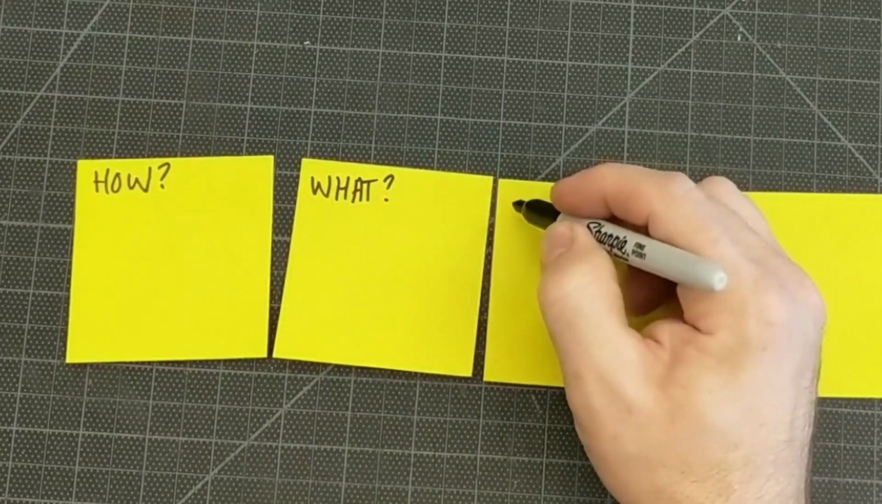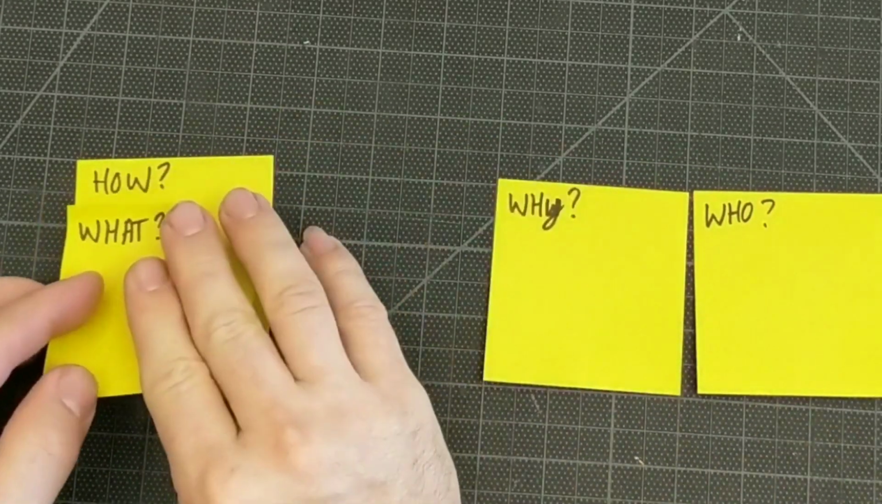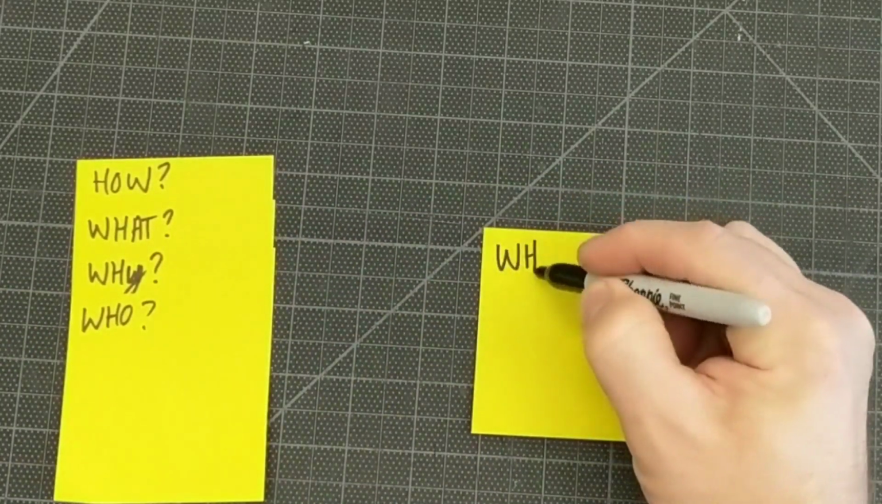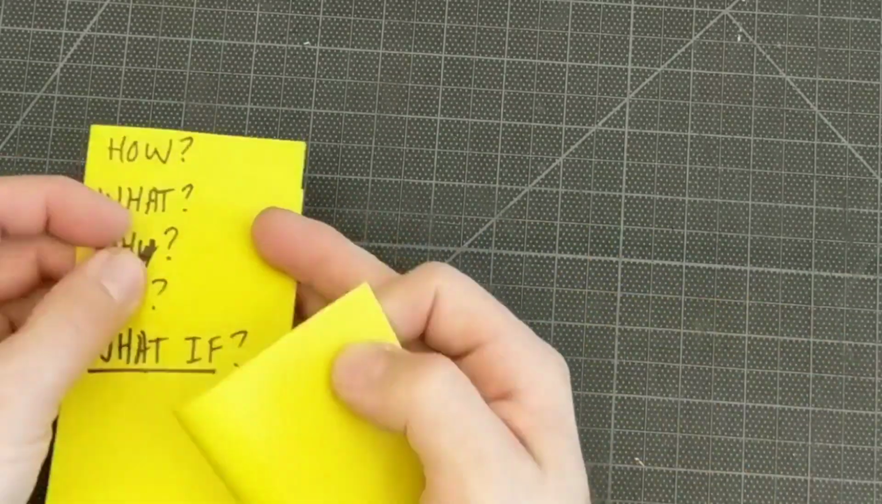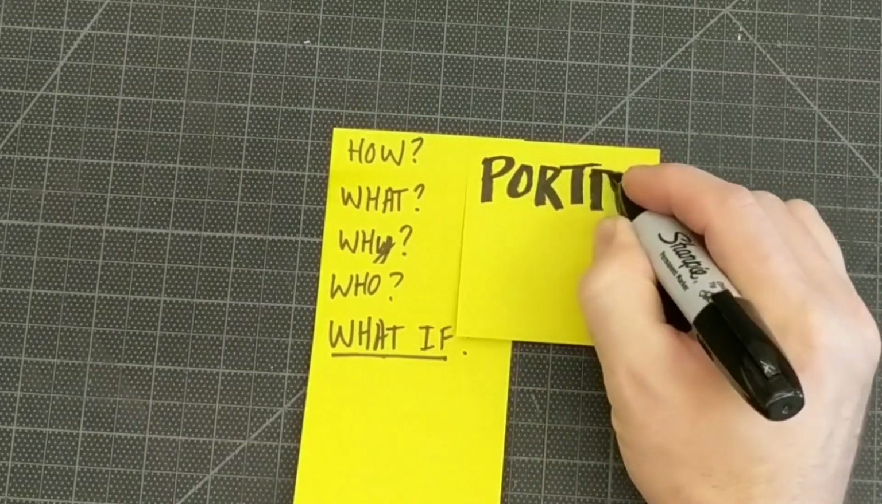So we're going to be doing a little brainstorming. What we want to brainstorm on is the how, what, why, who, and my favorite question, the what if. Now, these are sort of the main questions. There are other questions, obviously, you can ask. These are the ones that I was working on.